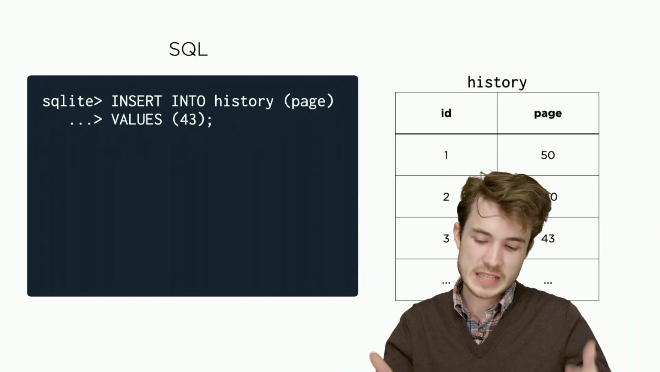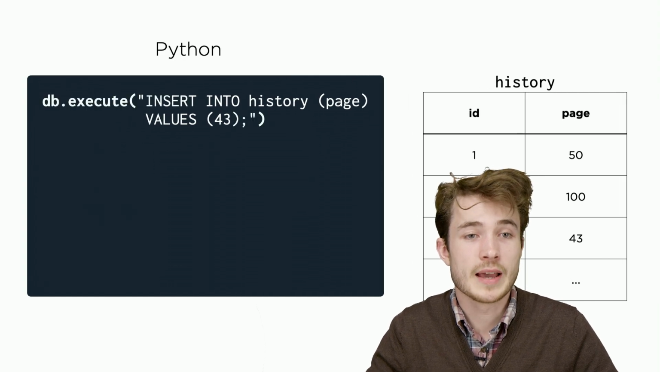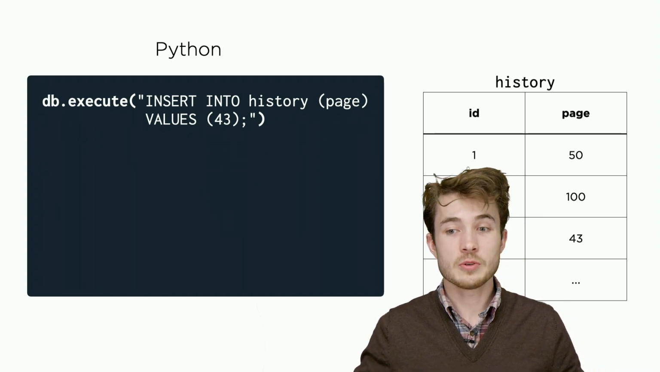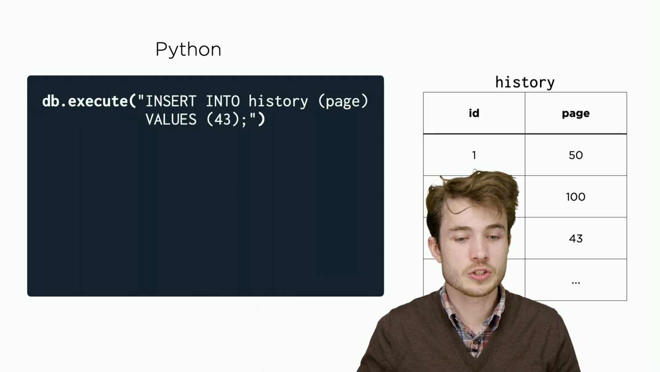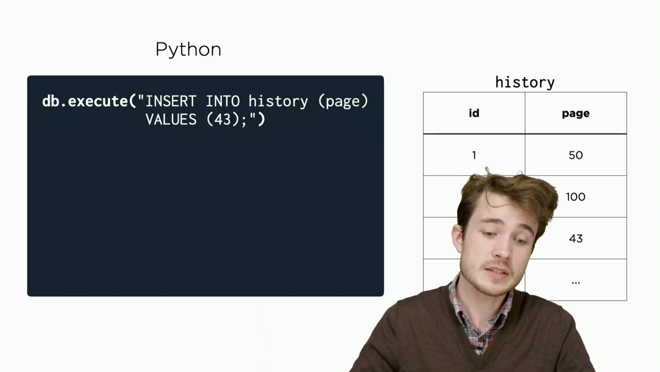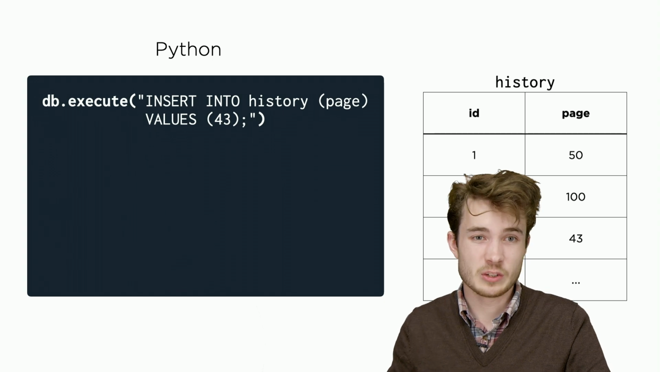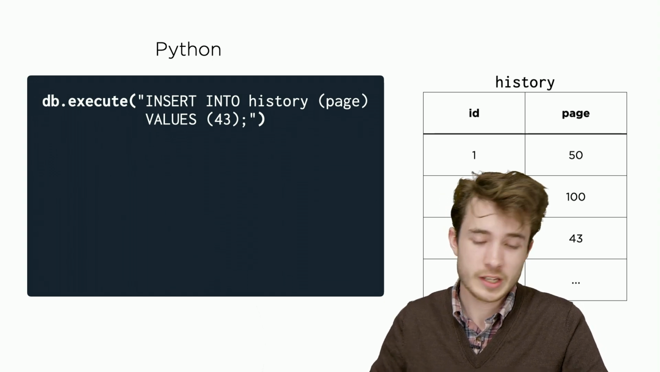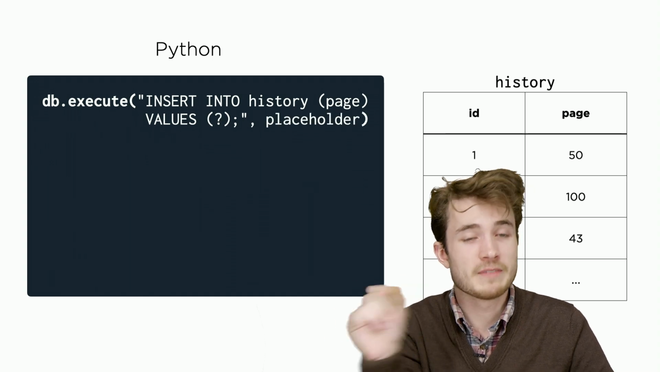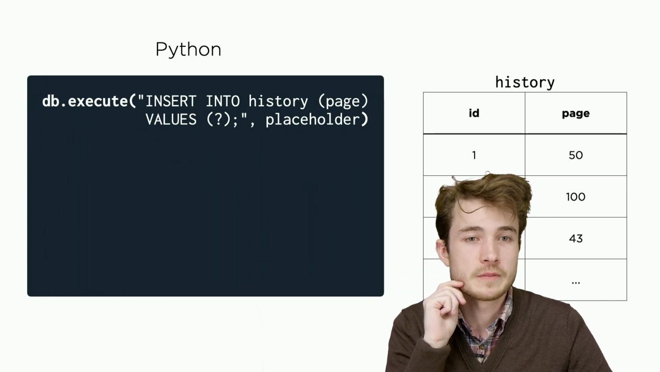So I can type the very same command, but just inside of Python using this db.execute command. So db.execute is a way of executing SQL commands inside of our application that connect to this database and actually run them on that database. So here we could say insert into history, the page 43. And one handy thing here is we don't even need to know the page number originally. We could just insert some placeholder like this. I could make a question mark for some value I could insert later on, and then say comma, the name of the variable I want to insert in this case.